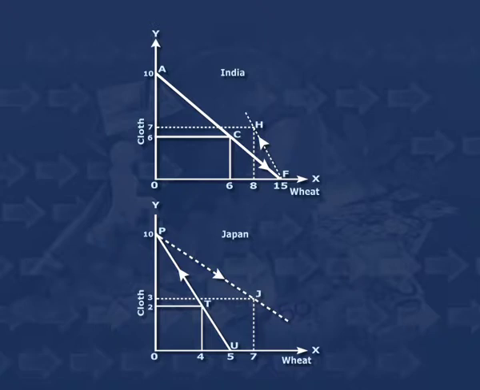Similarly, the total production of cloth in the absence of trade is 6 units in India plus 2 units in Japan, which is equal to 8 units. After trade, total production of cloth is 10 units.